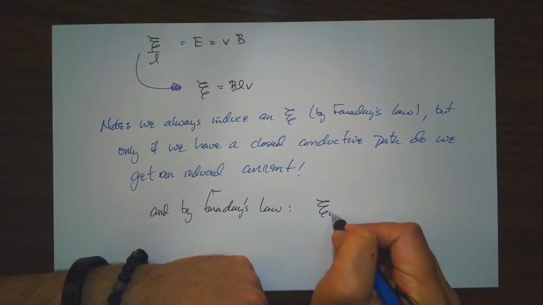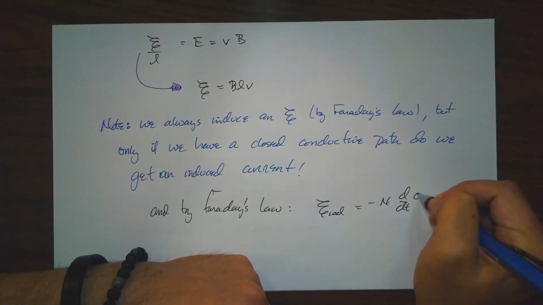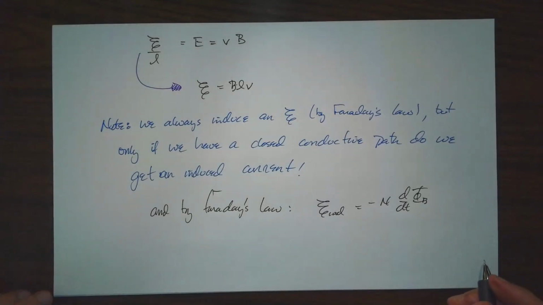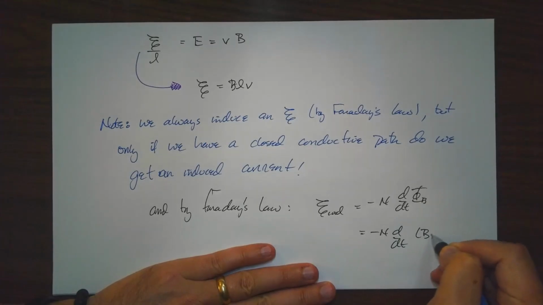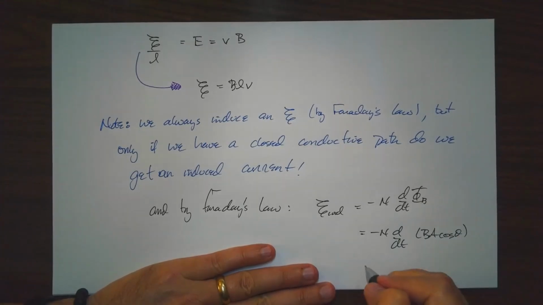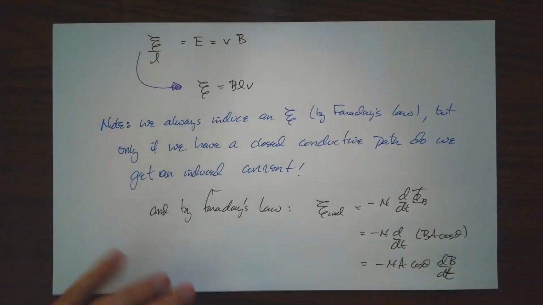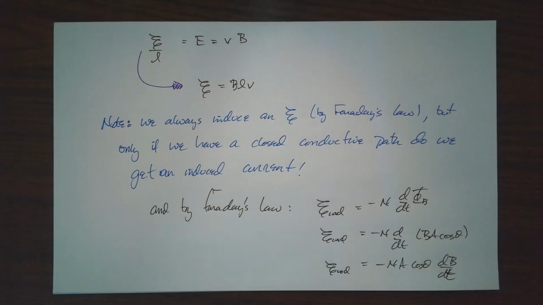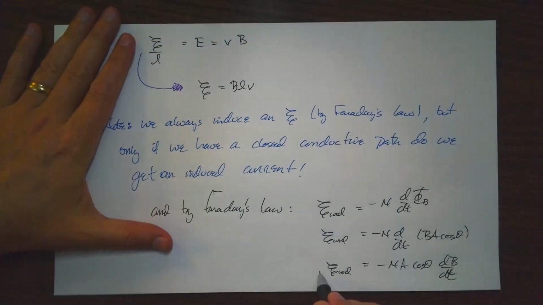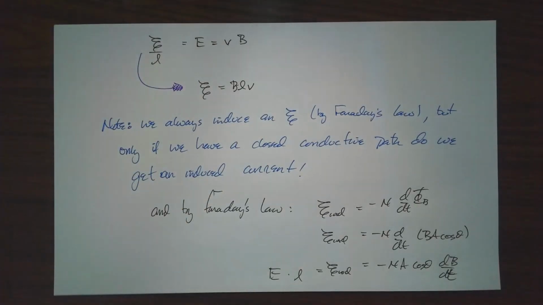Faraday's law: the induced EMF is minus N times the time derivative of the magnetic flux. We can rewrite this as minus N times the time derivative of BA cosine of theta. If the A and the cosine of theta are constant, then we get dB/dt, and this is equal to our induced EMF. One way to write that is that this is equal to some sort of electric field times a length kind of concept.